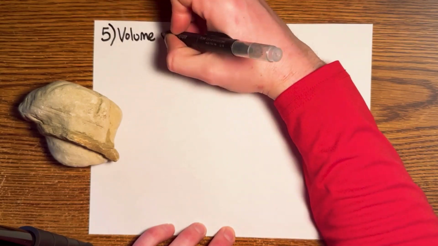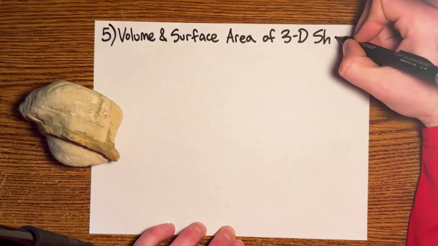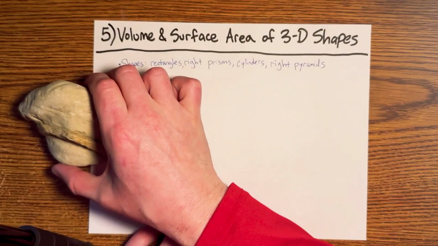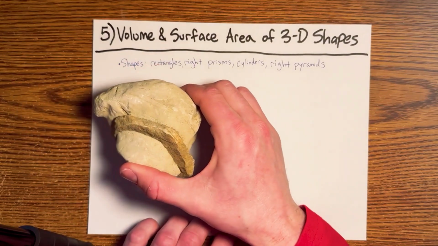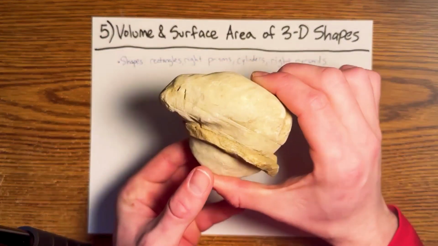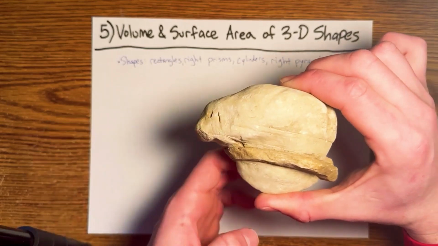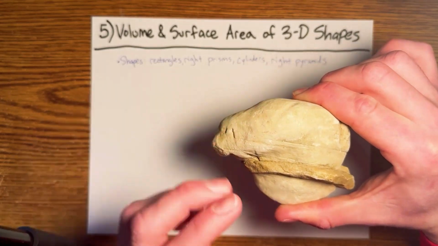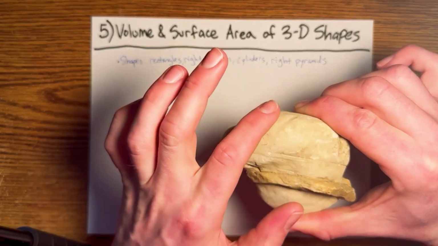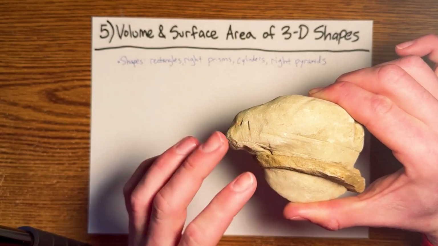Number 5, volume and surface area of 3D shape. Volume refers to the amount of space an object holds. So if we're looking at this fancy rock here, the volume would be the amount of space inside of it. The surface area would be all of the outside added up together.